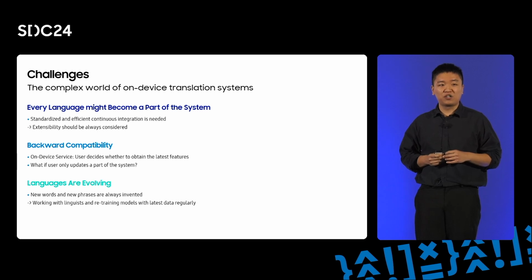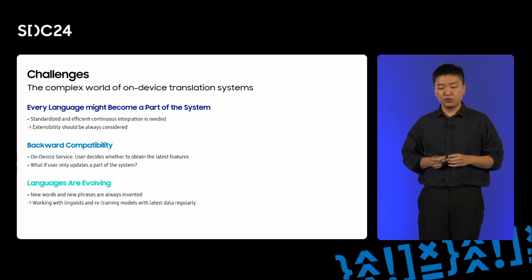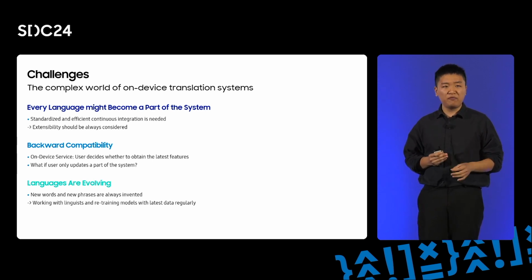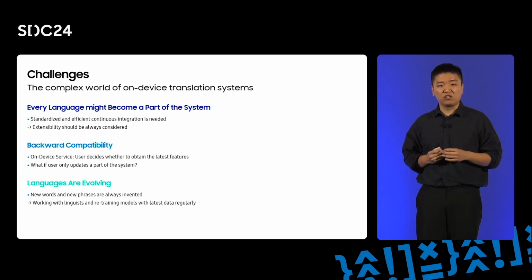The second one is backward compatibility. Compared to cloud service, it is possible that the user chooses not to update the service to the latest version, especially for a large system like our translation service, which is composed of several applications. It is possible that the user only updates some of them while others remain in the previous version. Therefore, every time there is a structure level update, we have to make sure of the robustness of the new interface and conduct the integration test on every combination of the applications in the previous and latest versions.